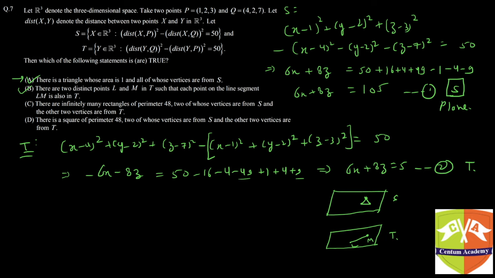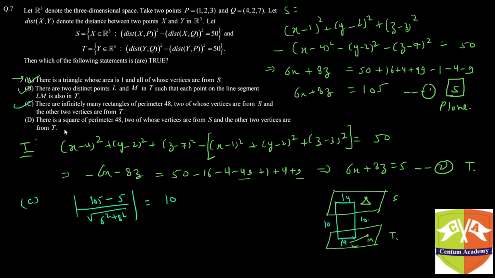Now in order to check for C, let us just find the distance between these 2 parallel planes. We know the formula is d2 minus d1 divided by root of a square plus b square plus c square. So it will be 105 minus 5 divided by root of 6 square plus 8 square. So this is 100, this is 10, so 100 by 10 is 10. The distance between these parallel planes is 10 units. So if I take 2 points on this plane, the distance between the planes is 10, this is 10, this is 10. And if you want to have a rectangle of perimeter 48 units, then the sum of the remaining 2 sides will be 28. So each of the remaining sides will be 14, 14. And you can see that you can make infinitely many rectangles like this, where 2 points are in S and the 2 points are in T. So statement C is also true.